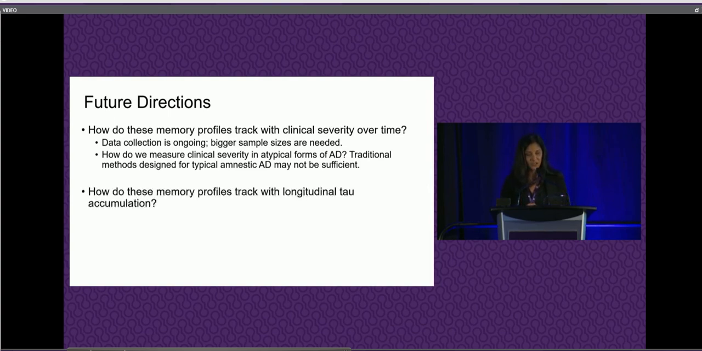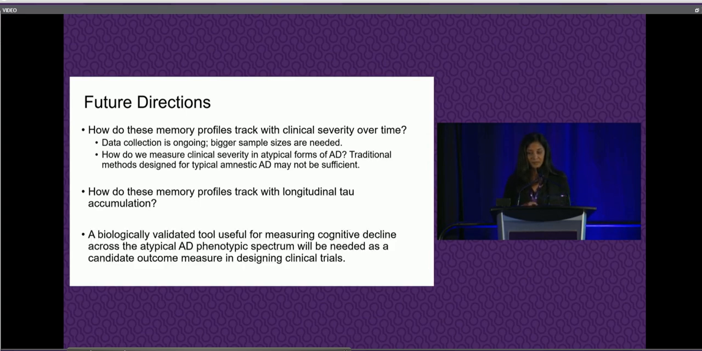The other major question we want to ask is, how do these profiles track with longitudinal tau accumulation? And hopefully, in the not too distant future, how do they track with tau clearance? In the end, a biologically validated tool useful for measuring cognitive decline across the entire phenotypic spectrum of AD will be needed as a candidate outcome measure in designing clinical trials.